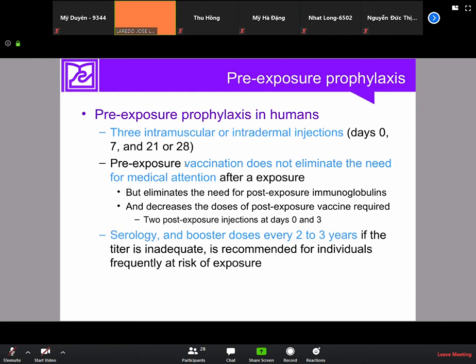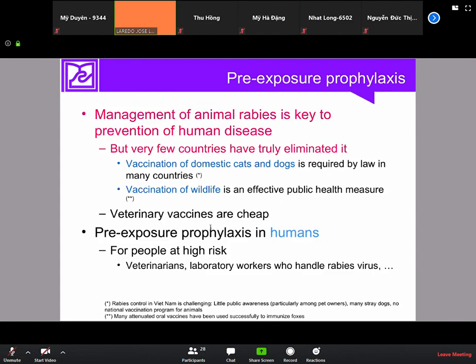And even if you are vaccinated, you also need post-exposure prophylaxis. If you are vaccinated against rabies, you also need post-exposure prophylaxis. So what's the difference? The difference is, if you are vaccinated, you don't need immunoglobulin. You only need the vaccine. That's the only difference. So these are the reasons why pre-exposure prophylaxis is not indicated in humans, only in people with a very high risk.